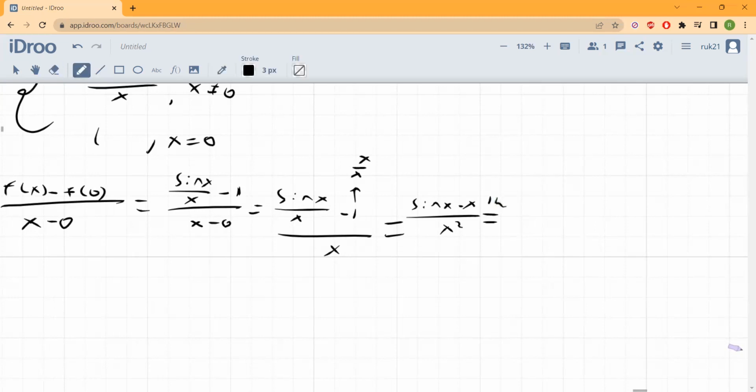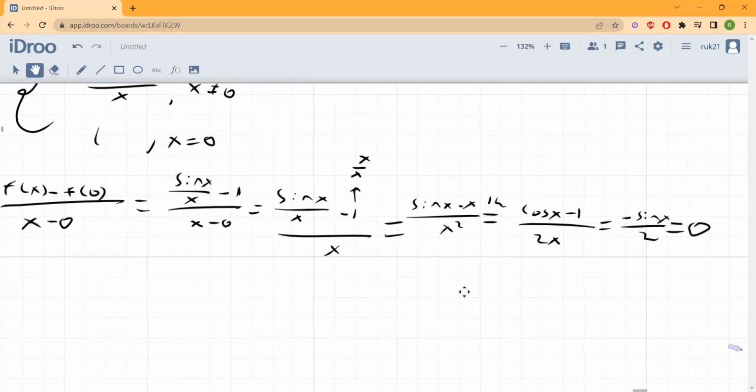So if you take L'Hopital here, you're going to get cos of x minus 1 over 2x. And the reason you can take L'Hopital is because you have 0 minus 0 over 0. Now we'll notice that again we have an indeterminate case here, because cosine 0 is 1, so 1 minus 1 is 0, so 0 over 0. So again we can take L'Hopital. If we take L'Hopital, we're going to get negative sine x over 2. And then sine at 0 is 0, so this is just all going to equal 0. So then we get that the derivative at 0 is equal to 0.